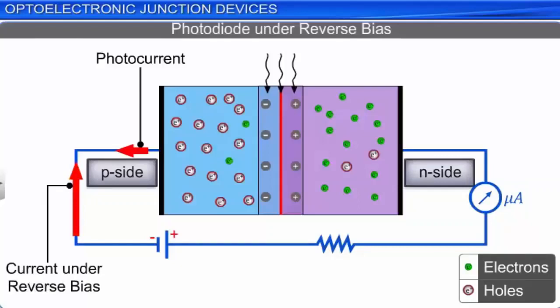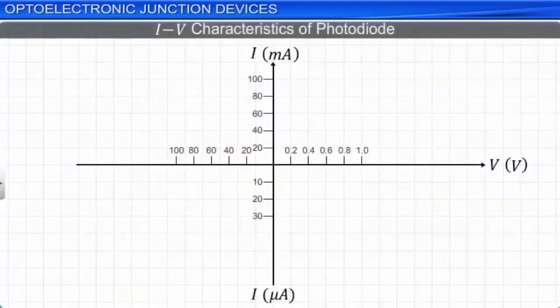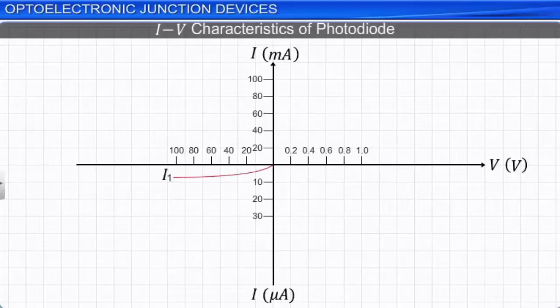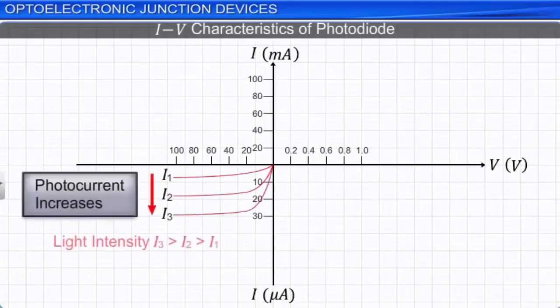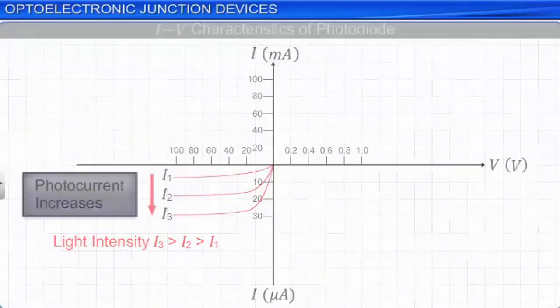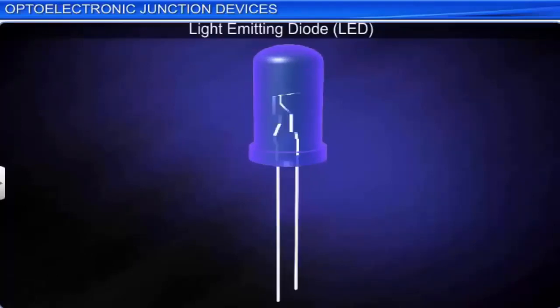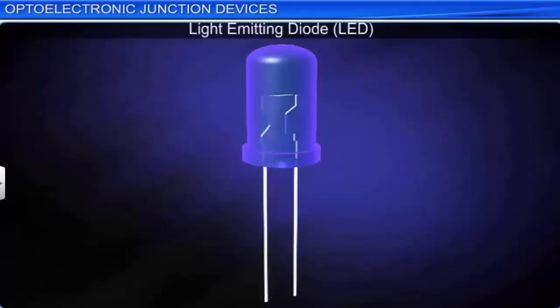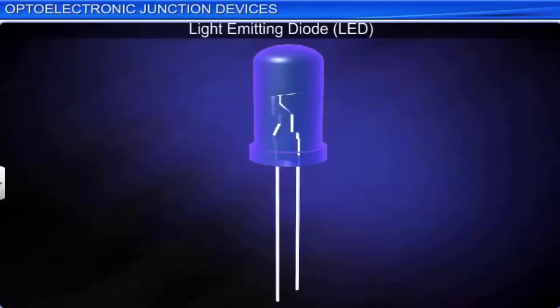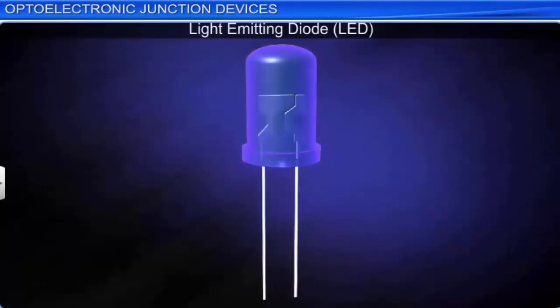The IV characteristics of a reverse biased photodiode for different intensities of incident light are shown here. A light-emitting diode, or an LED, is a device that produces photons of different frequencies of light. An LED is a specially fabricated, heavily doped PN junction diode encased in a transparent cover which allows the emitted light to shine through.